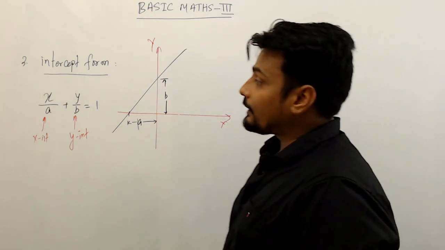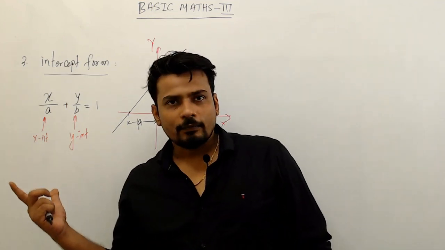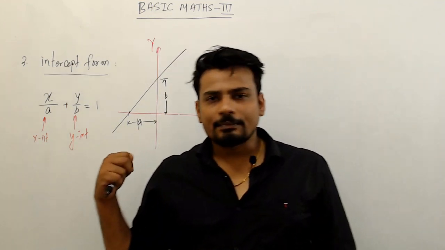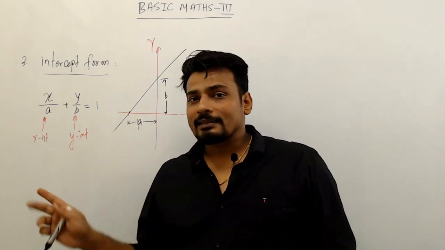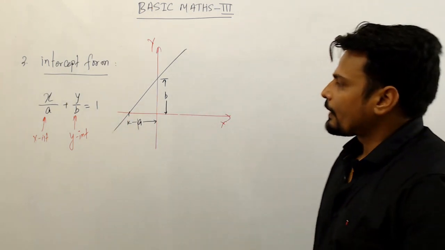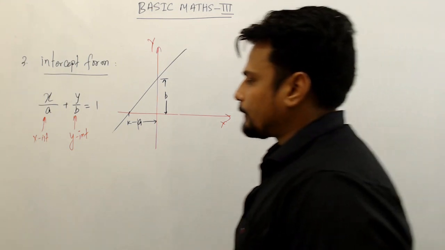Now, how can I make use of this equation? We just have seen how to find the x-intercept and the y-intercept. Then why do we need this? Because this can help you to get the intercepts in just one way. How? Let me just give you an example.